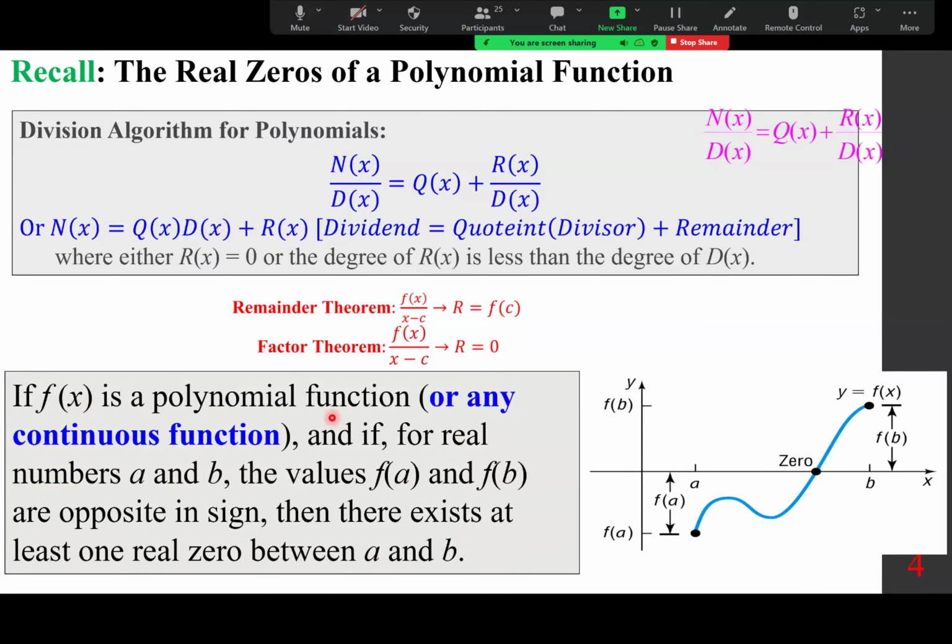If f of x is a polynomial function or any continuous function, and if for real numbers a and b, the values of f of a and f of b are opposite in sign, then there exists at least one real zero between a and b. So the idea is that f of a and f of b have opposite signs. One is negative, one is positive. Since 0 is in between and we have a continuous function, it has to cross the x-axis at some point.